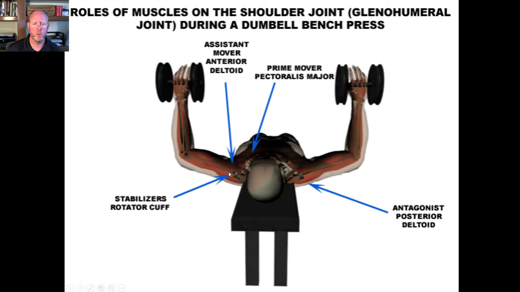Stabilizers, rotator cuff. The rotator cuff actually has 4 muscles: supraspinatus, infraspinatus, teres minor, and subscapularis. The rotator cuff muscles together do one simple thing, stabilize the shoulder. That's what they do. Together, they stabilize the shoulder. Separately, they have their own independent functions.